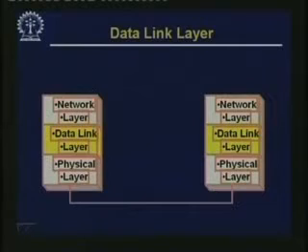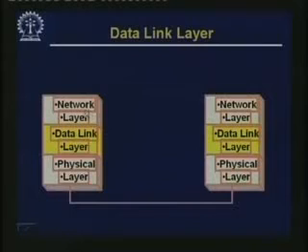This is one node and this is another node. Above this, of course, there may be other layers, but we are not concerned about these upper layers at the moment. This gets some data to be sent from the network layer, and this data link layer sends it to the next data link layer.